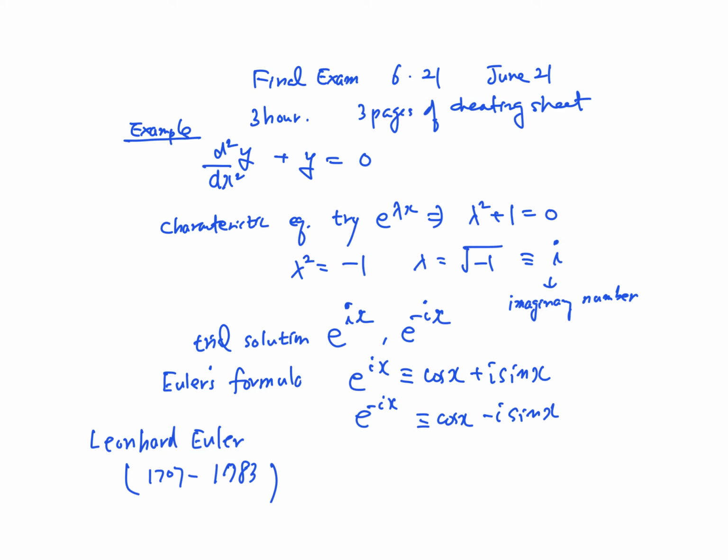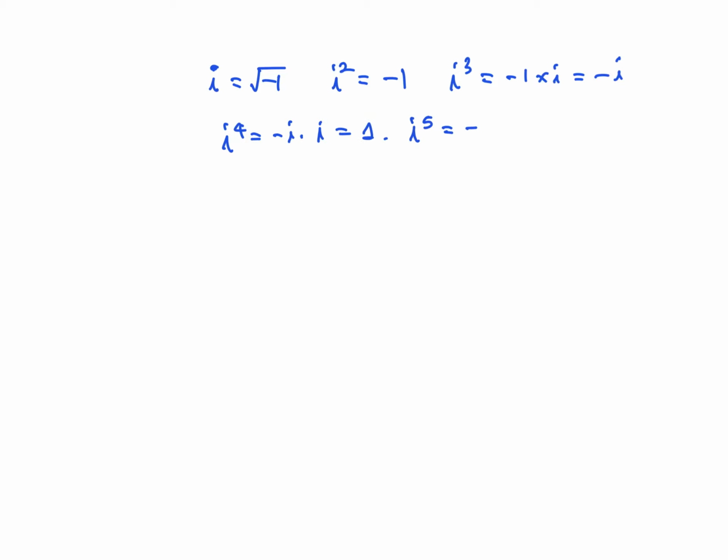So let's check the formula. i is the square root of minus 1. So i squared is minus 1. i cubed is minus 1 times i, which is minus i. i to the 4th is minus i times i, which is 1. i to the 5th is i again.